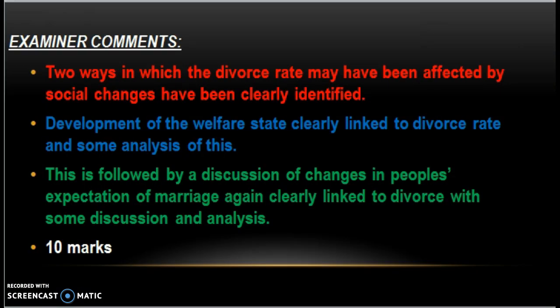So in terms of the examiner comment, this student has given two ways in which the divorce rate may have been affected by social changes. That has been clearly identified. For example, the welfare state clearly links to divorce rate, and there is some analysis of this. And this is followed by a discussion of the change in people's expectations of marriage, again clearly linked back to divorce, with some discussion and analysis, and that would receive full band.